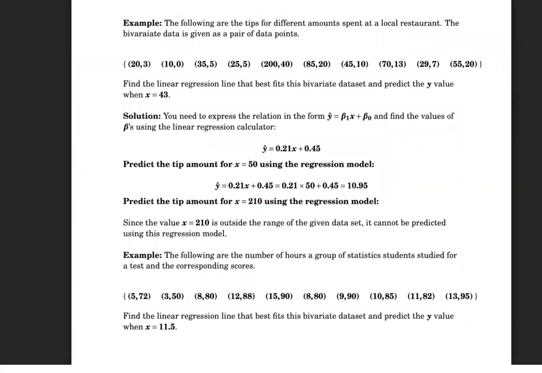Mr. Hussain, I'm sorry. Right after you started doing the math problem, when you got 10.95, someone came to my front door and I had to answer really quick. How did you get 210 again? 210 is something given to you. Like here, I ask you to predict the tip amount for X equal to 50, right? Here, I ask you to predict the tip amount for X equal to 210.